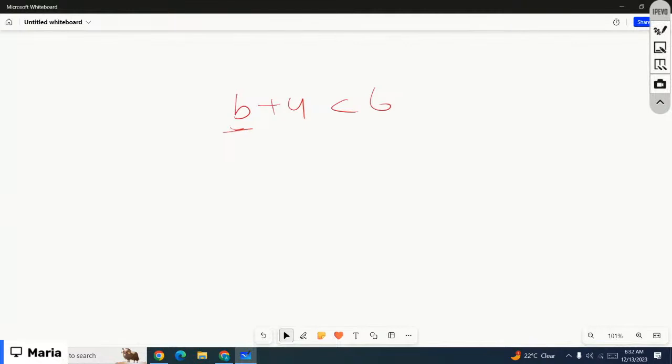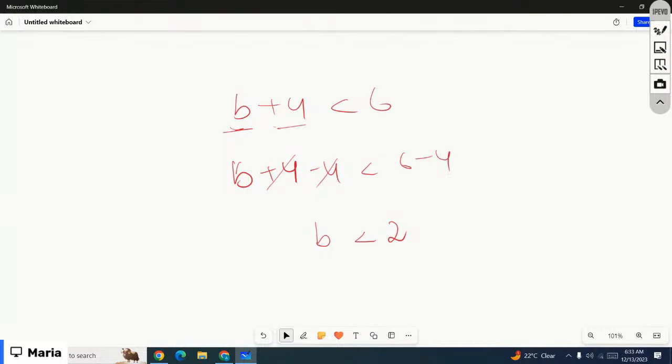So here you have 4 is adding to b. You need to remove that 4. You need to undo all the operations. Undo means just do the opposite operations. So here 4 is adding, so opposite to addition is subtraction. So let's just subtract 4 from both sides, right? 4 minus 4 is 0, you are left with b, and 6 minus 4 is 2, so that is b less than 2, right?